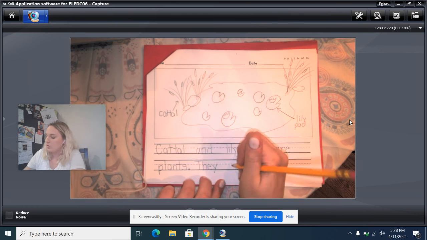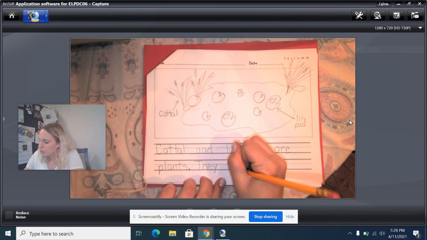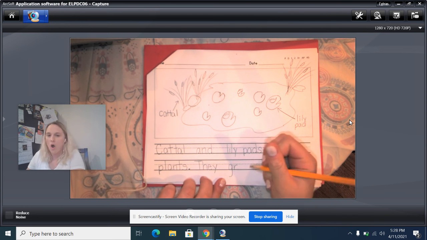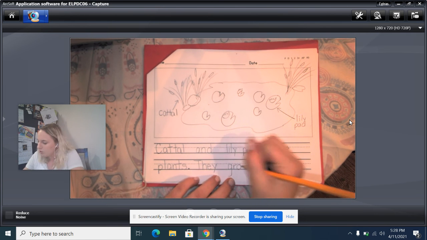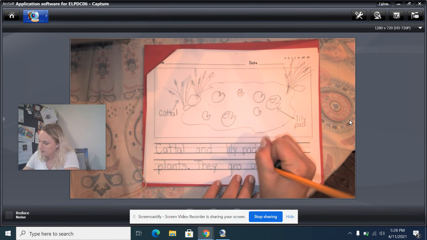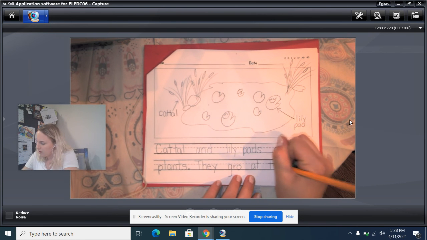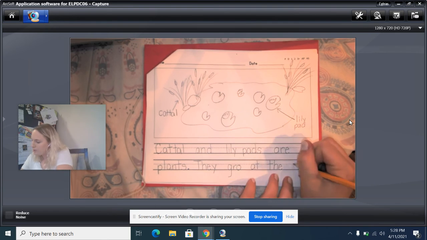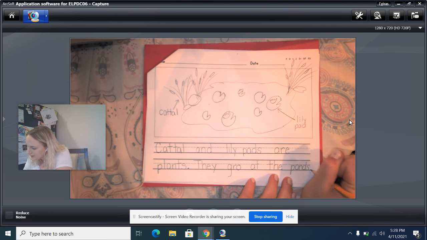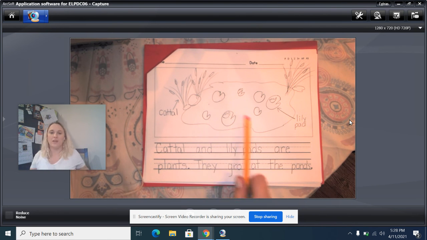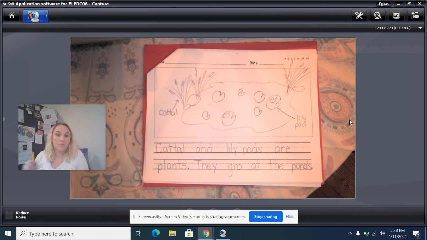Let's stretch that word out. Grow. Sounds like an O. Grow. They grow at the pond. Look at that, boys and girls. We wrote 2 sentences. Maybe if you wrote about something else, you can think of another sentence that you can write in your page to teach your readers.